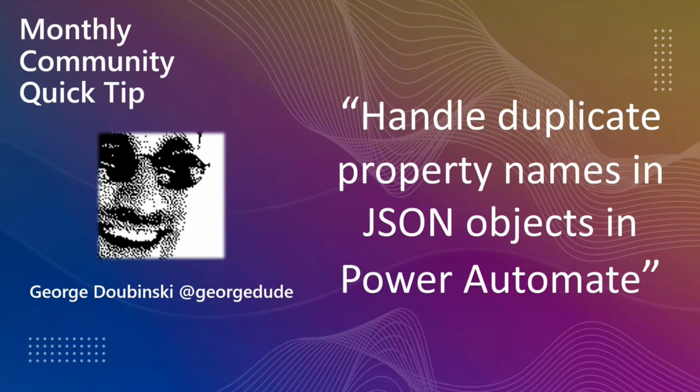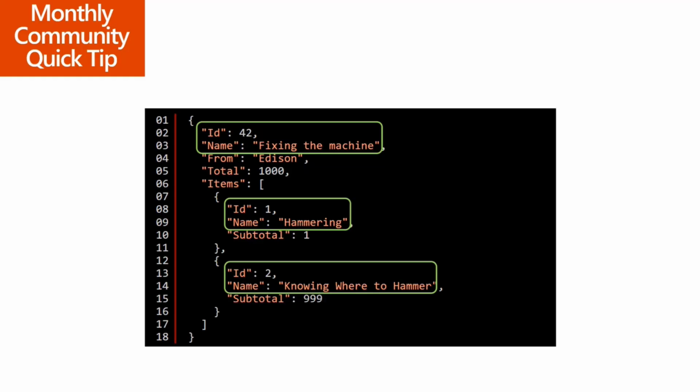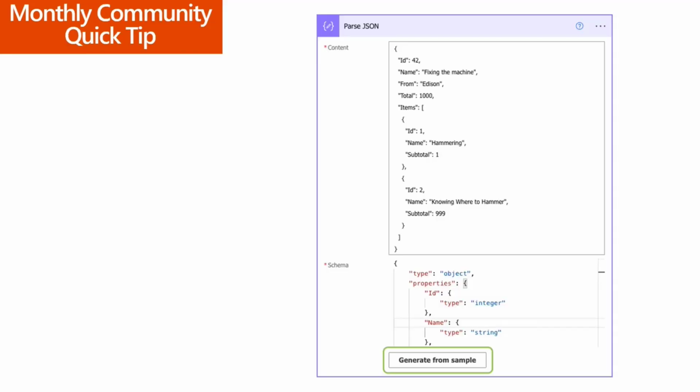The tip is how to handle duplicate property names in JSON objects in Power Automate. From time to time, you may encounter JSON objects in Power Automate flows that contain duplicate property names. Consider this object, for example. As you can see, the ID and name properties appear in multiple paths in the JSON object. To make this object maker-friendly, the common approach is to use the parse JSON action and derive the schema from the data itself. You do that by clicking that button.